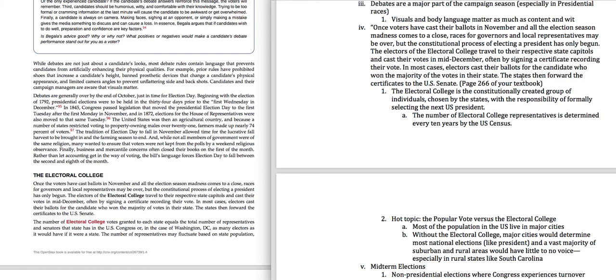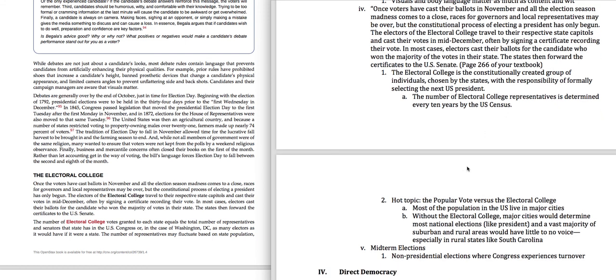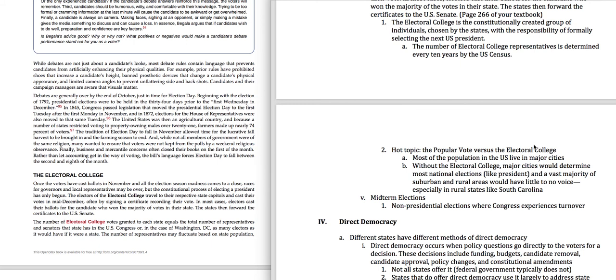Now, why do we do this? Why don't we just go with the popular vote? Well, that's a hot topic. The popular vote versus the Electoral College. We've got to think about it. If we just did the popular vote, more people live in cities in this country. In fact, you could take New York, Chicago, LA, and San Francisco and just let them pick the president if you did the popular vote. There are just more people that live in those areas than in the rest of the country.